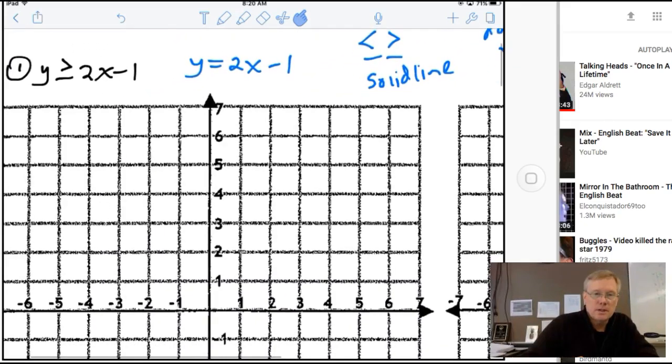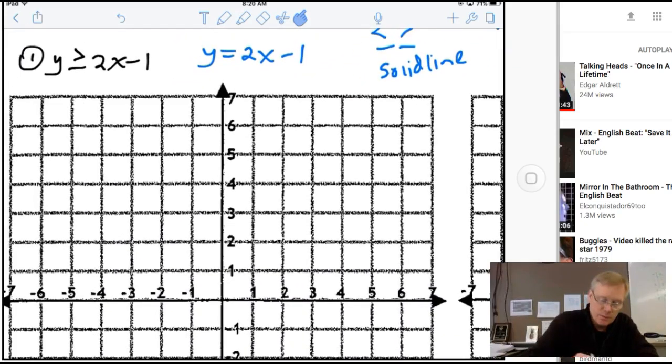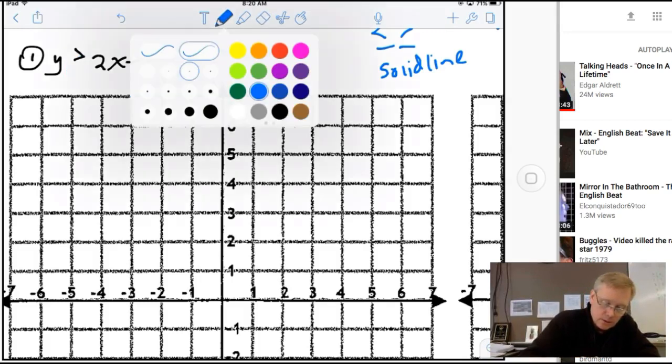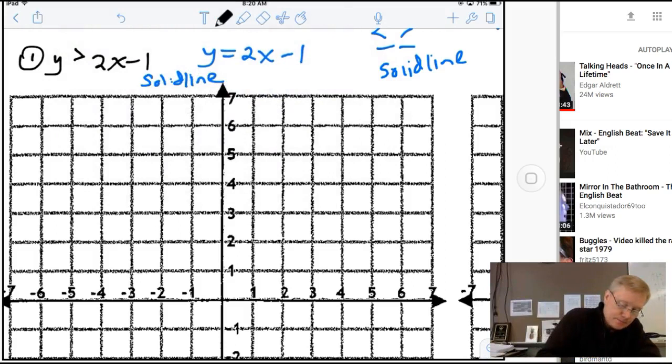So I'm going to graph this line, and I'm going to graph the boundary line. This is going to be a solid dot, or a solid line, excuse me, because it has that or equal to underneath it. If it didn't have that, then it would be a dashed line, and I'm going to show you what that looks like in the next problem.